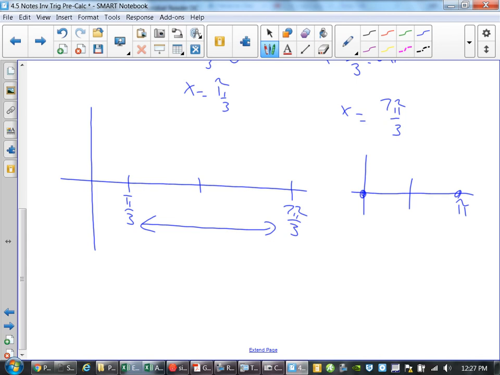So what I'm saying here is, those are endpoints of a segment. What's the midpoint? Add them together, you get 8/3, and half of that would be 4/3. Does that make sense? And then I do the same thing between 1/3 and 4/3, and 4/3 and 7/3.